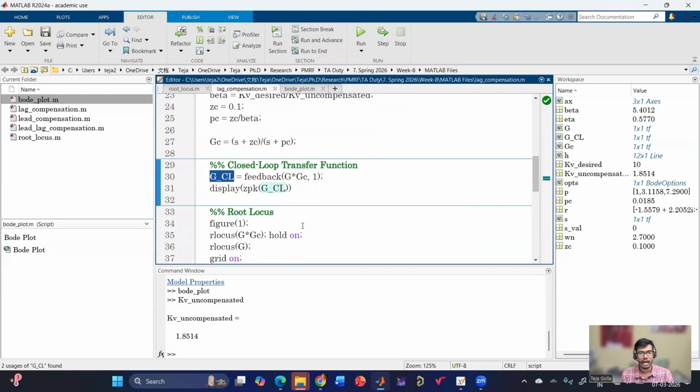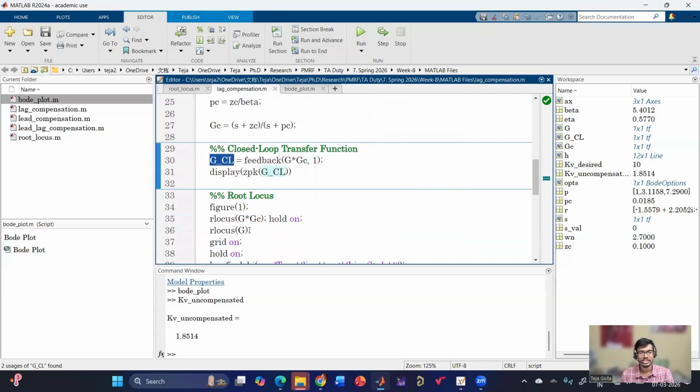as well, along with G. So I'm plotting the compensated root locus along with the uncompensated root locus to see whether my original root locus is actually deviating or not, because the original root locus is passing through the desired pole location, right? With certain gain, it is passing through that.